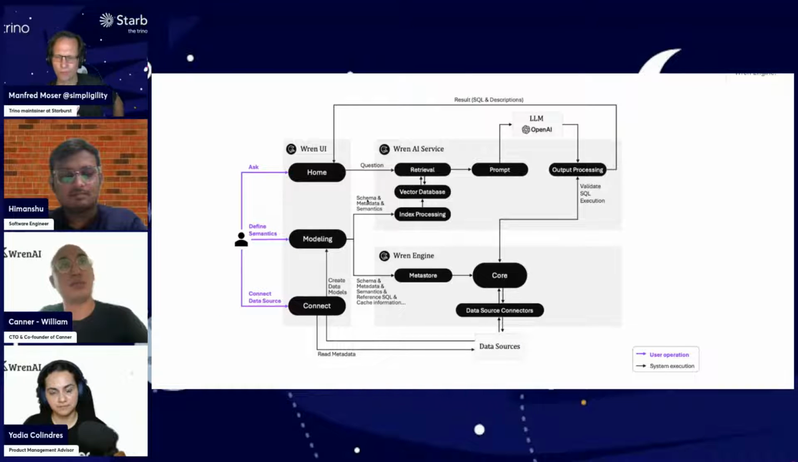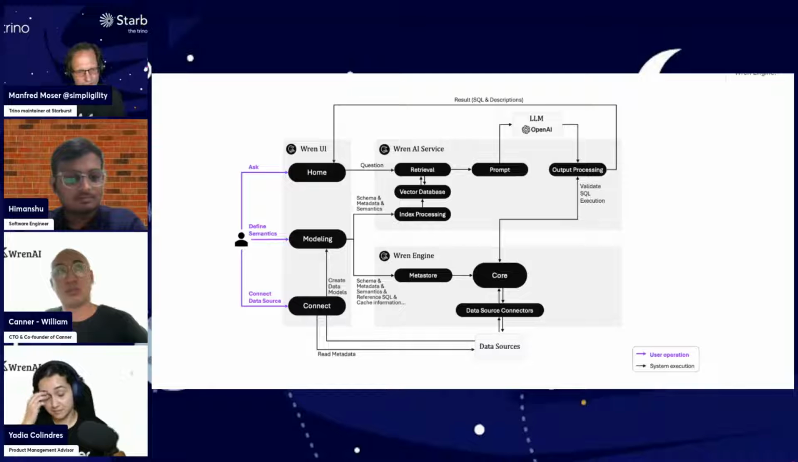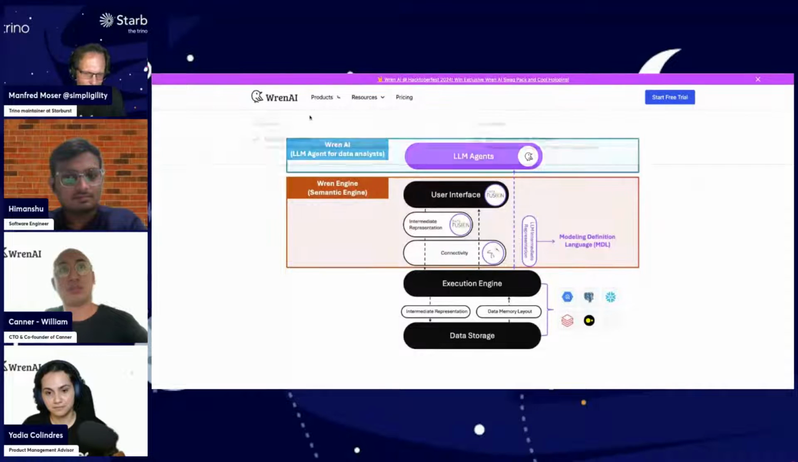Okay, so for those of you not knowing, Ibis is a Python-based system for converting data frames and SQL and stuff like that. They were a guest a while ago on the Trino Community Broadcast as well. And you're using that in your engine.